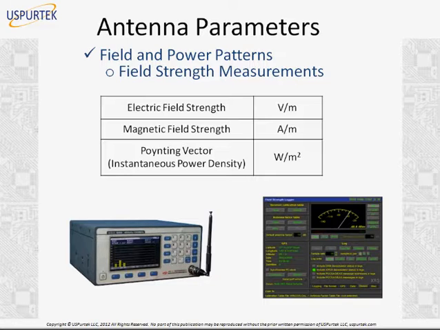So these are the units used to measure electrical field and the magnetic field, and the Poynting vector. We have volts per meter for the electrical field and amperes per meter for the magnetic field, and watts per square meter of area is the Poynting vector or the instantaneous power density. Here are pictures of some instruments or vector network analyzers which are used to make these measurements in the field. Okay.